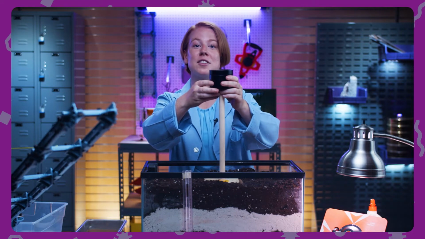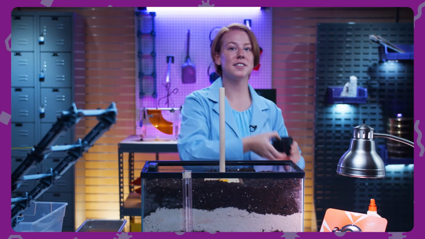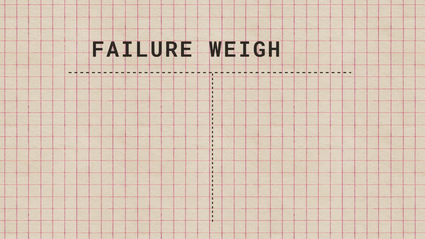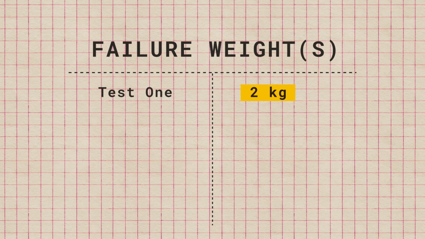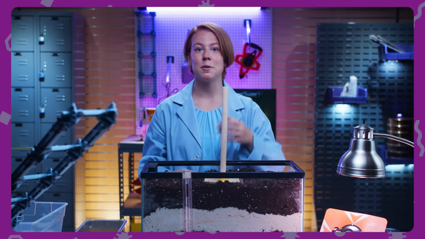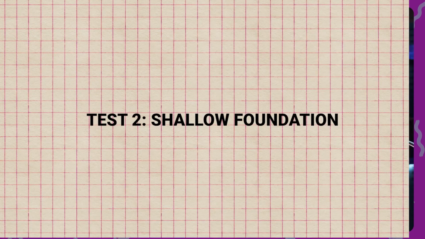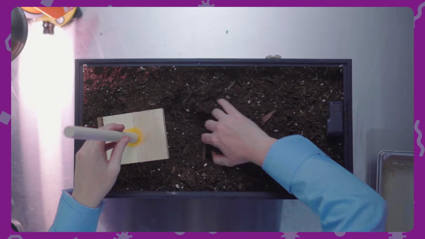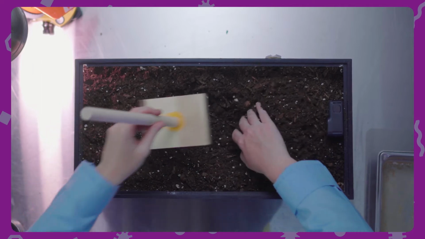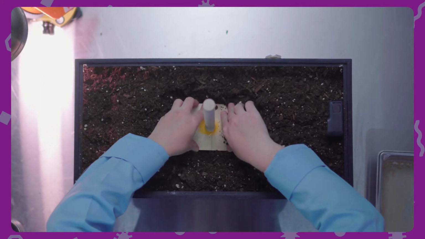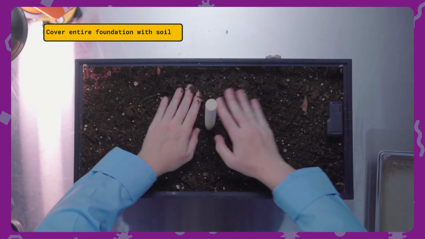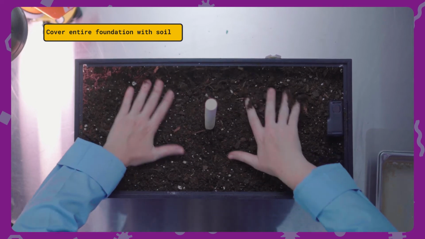Let's record the weight at which the soil failed. We'll call this the failure weight at test 1. The weight for test 1 is 2 kilograms. We'll try another shallow foundation test. This time, we'll place the block deeper into the soil. So go ahead and dig back a little bit into that potting soil layer. We'll press it down firmly and then cover it back up with the potting soil.